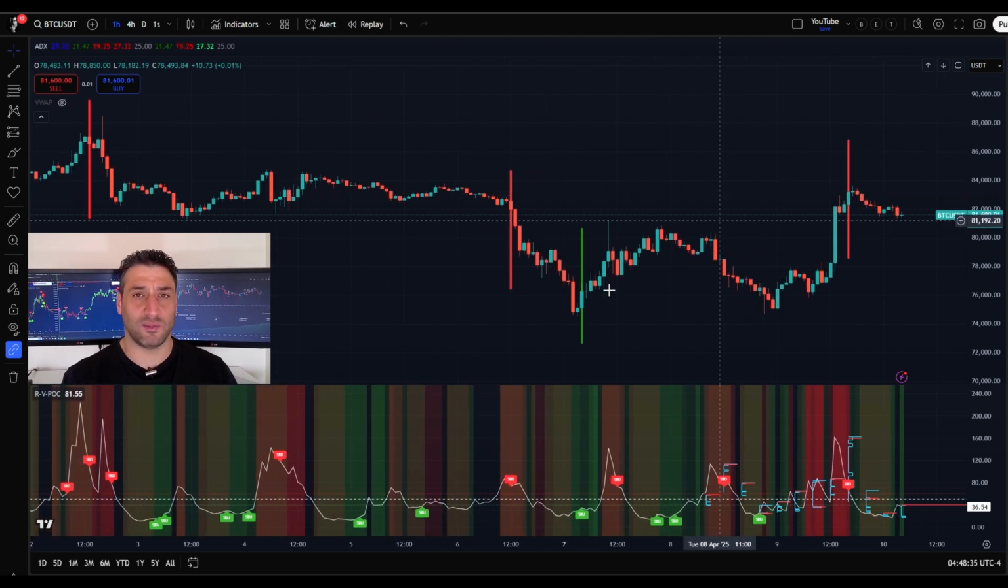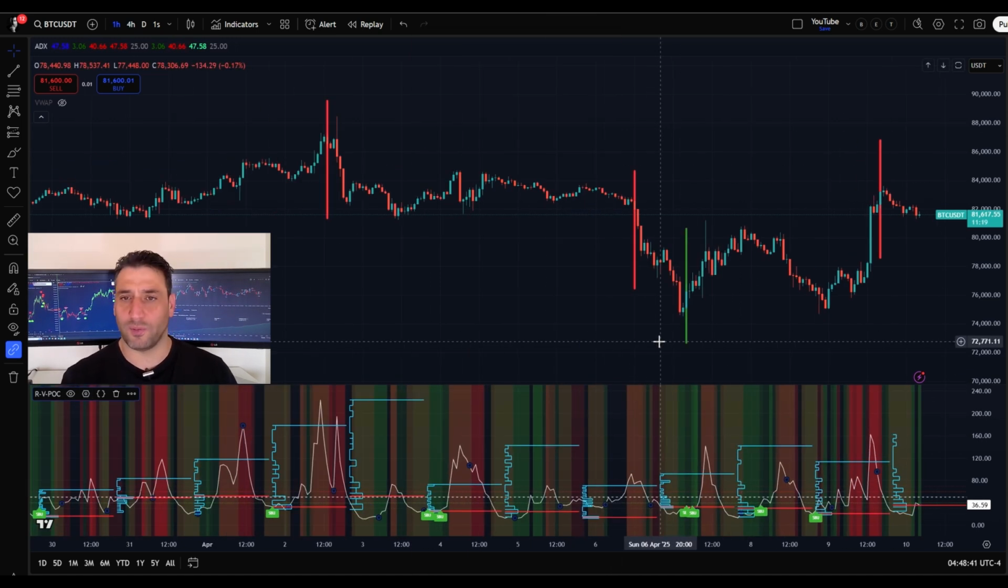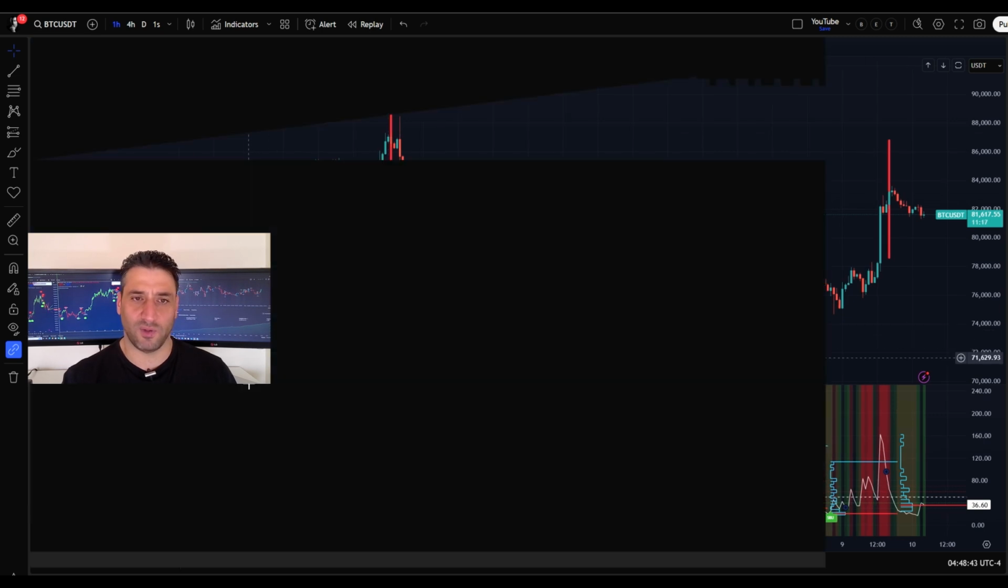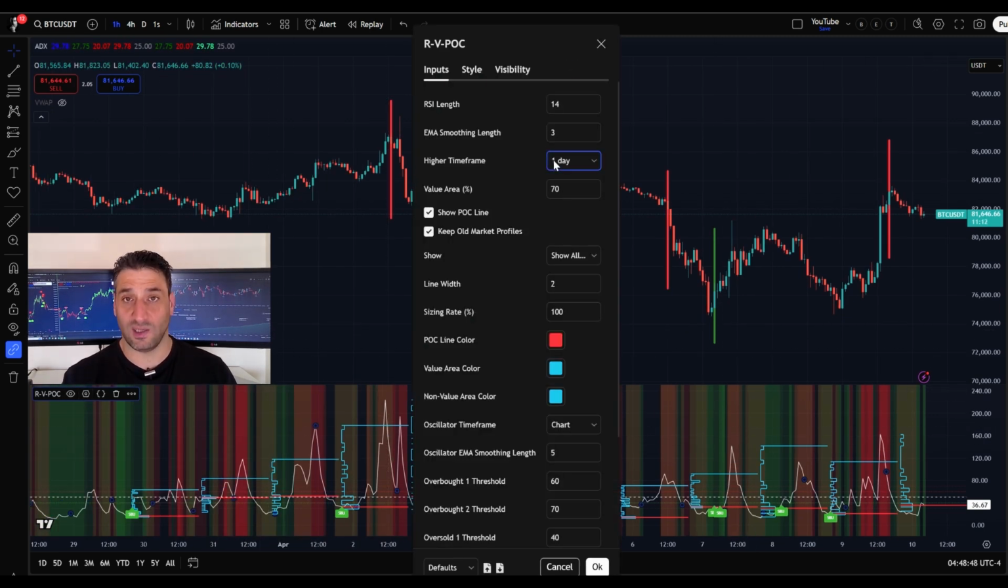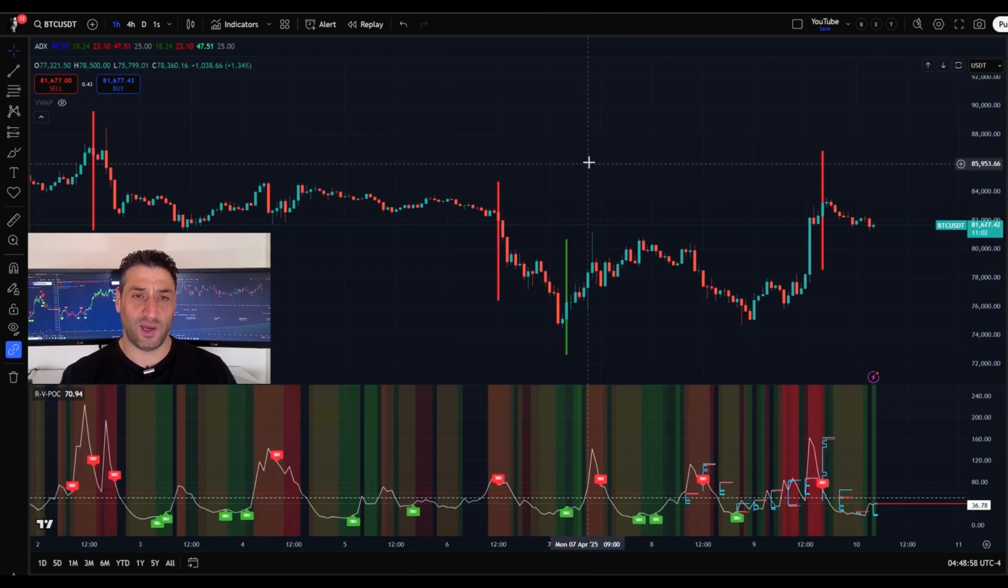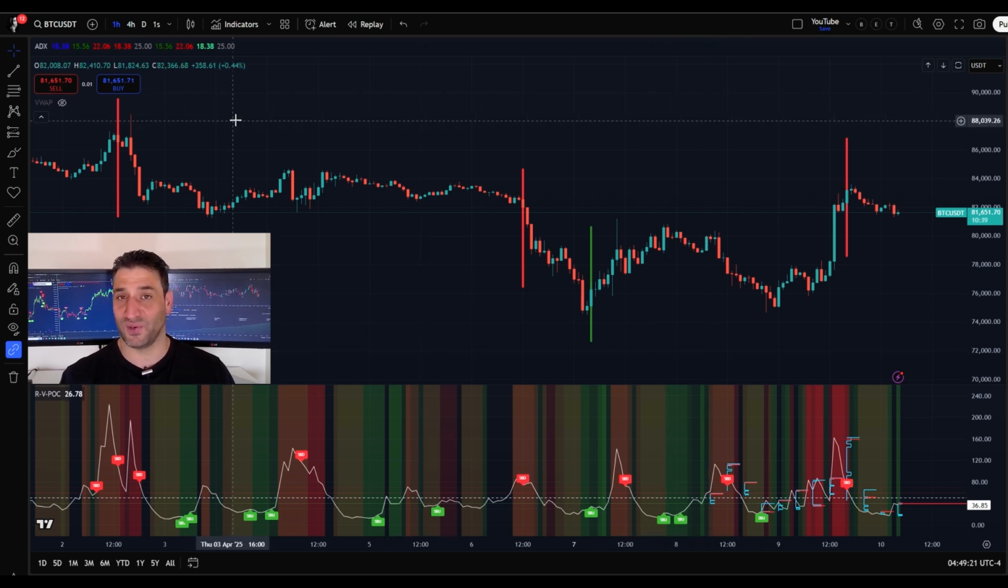But it's not just about the profits, it's about consistency. The RSI VWAP POC indicator helps you spot high probability trades. The combination of RSI VWAP POC on the 4-hour time frame in our example ensures you're trading at key levels where the market is likely to react. It also helps you manage risk. Overbought and oversold zones, along with trend confirmation, help you avoid bad trades and protect your capital. And of course, it saves you time, as the clear buy and sell signals mean you don't have to spend hours analyzing charts. The indicator does the heavy lifting for you.